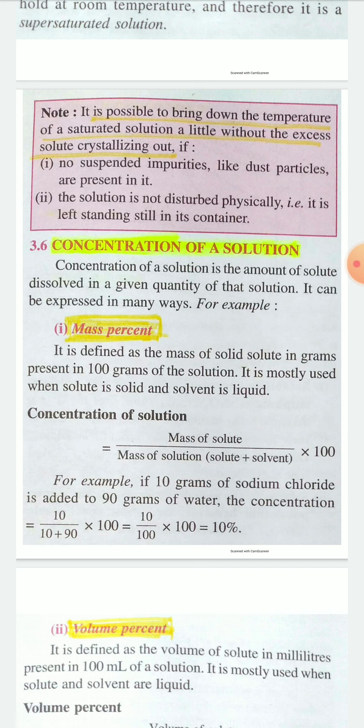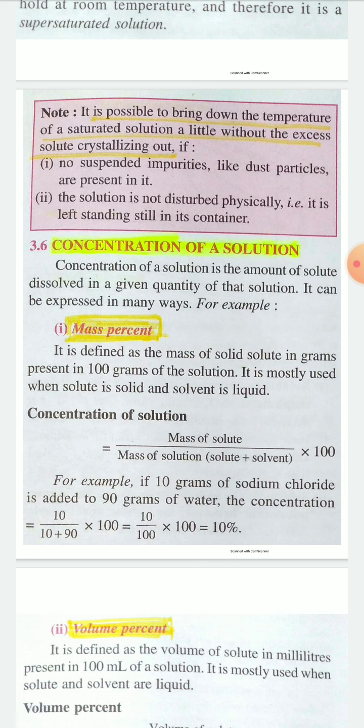So mass percentage is equal to mass of solute in gram divided by mass of solution, where mass of solution means mass of solvent plus mass of solute, into 100.